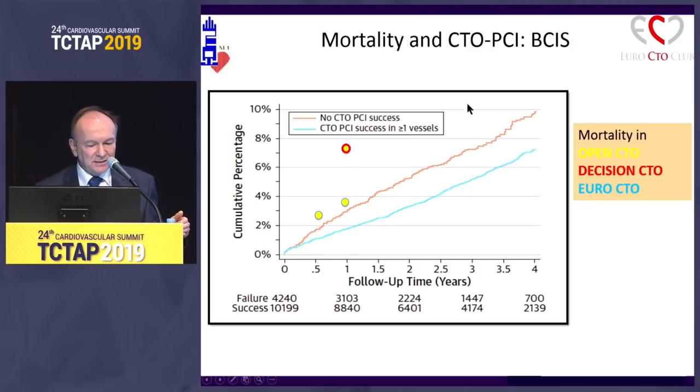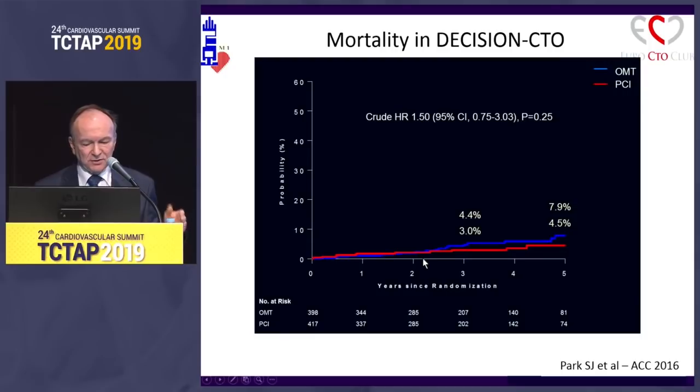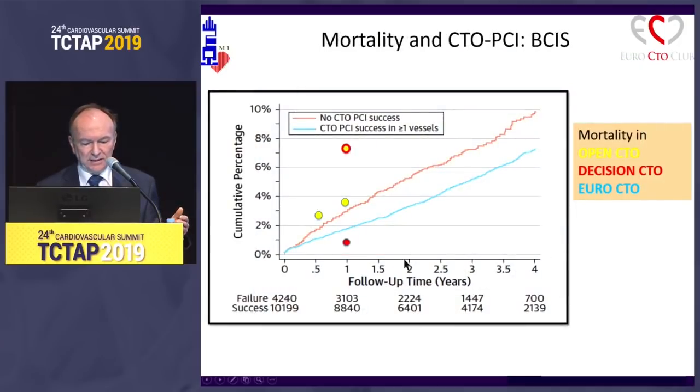So this community would show a good benefit, but they were not randomized. Let's go back to Decision in the EuroCTO trial. In Decision, the 1-year mortality is in this range. But Decision showed also, albeit in a small group, a trend towards higher mortality at 5 years. And if you put this in this diagram, then indeed there is a trend.